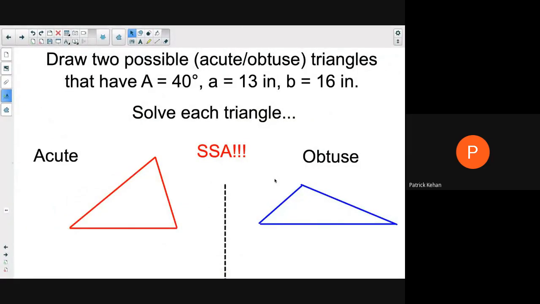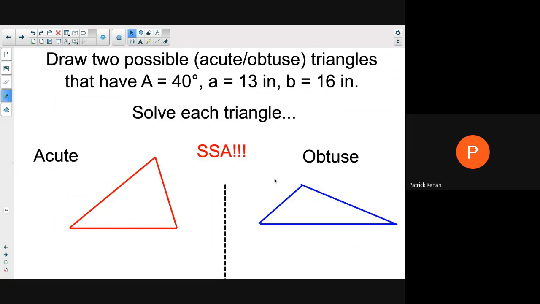Okay, so we're still in section 9.3, law of sines. We're going to explore another risky case, the side-side angle case. In this example, we're given an angle A at 40 degrees, a side length a at 13 inches, and a side length b at 16 inches. The question starts with: draw two possible triangles and solve them.